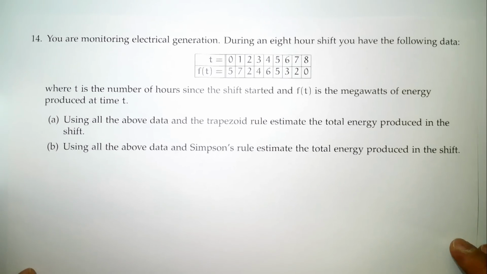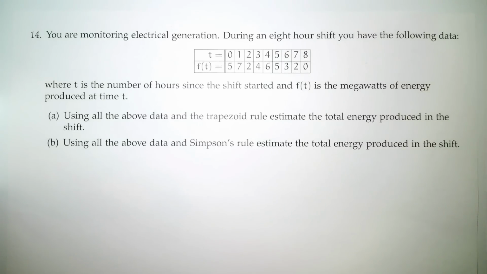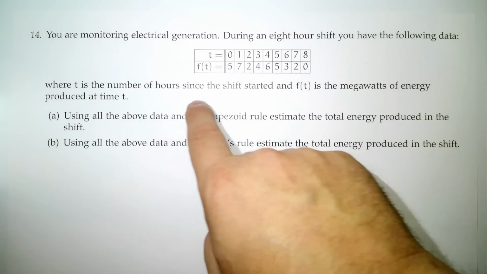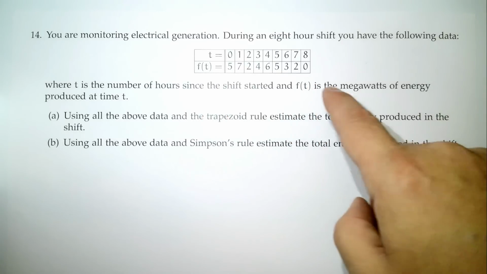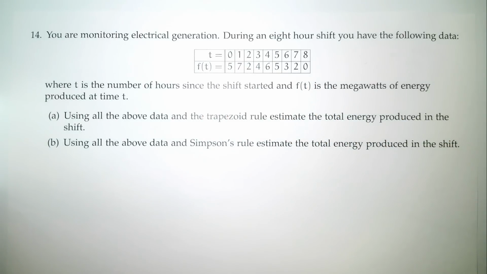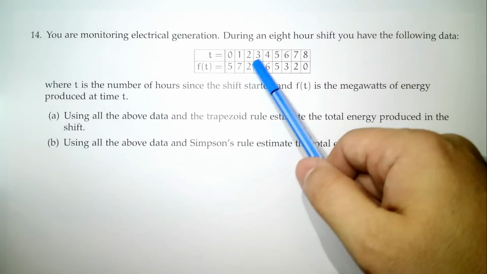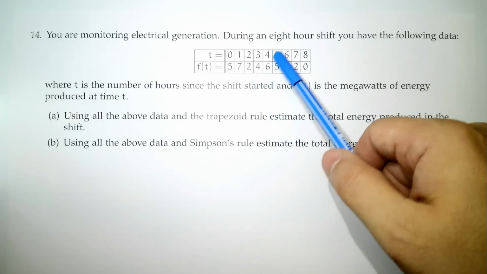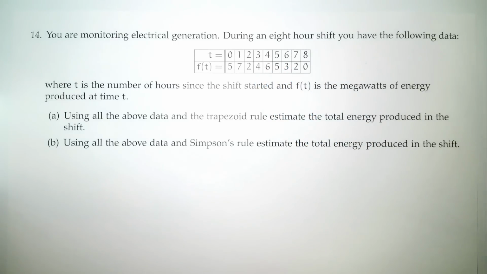All right. Well, and that brings us to number 14, our final question. You are monitoring electrical generation. During an 8-hour shift, you have the following data, where you have time, the number of hours since the shift started, and F of t is the megawatts of energy produced at time t. So it looks like you had a pretty good morning, then maybe a little bit of a storm cloud came in, good afternoon, and then dusk, and boom, power was gone.